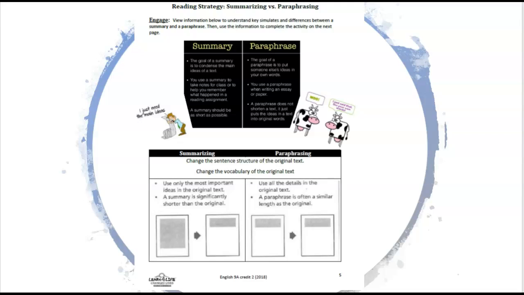So going back to Credit 1 where we learned the difference between summarizing and paraphrasing, remember that the goal of a summary is to condense the main idea of a text. You are going to use summaries when you're taking notes in a class or to help you remember what happened during a reading assignment. A summary is short, just remember that.